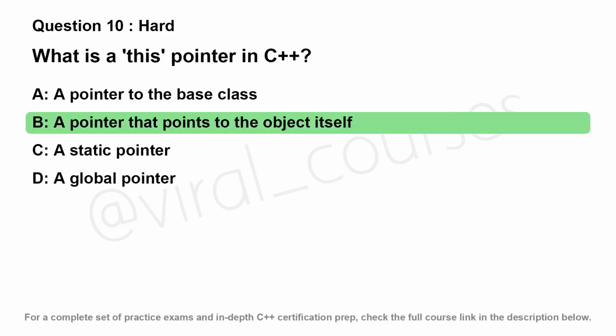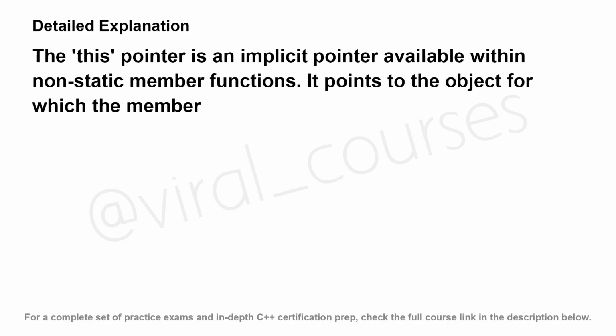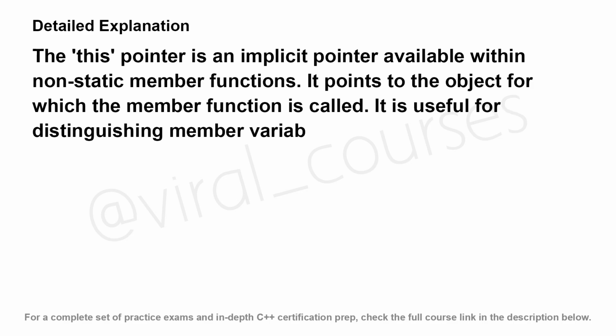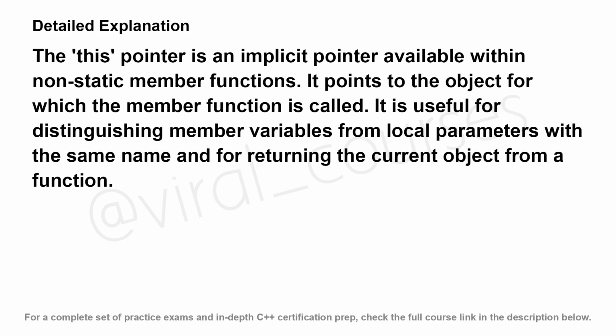The correct answer is B. The this pointer is an implicit pointer available within non-static member functions. It points to the object for which the member function is called. It is useful for distinguishing member variables from local parameters with the same name and for returning the current object from a function.